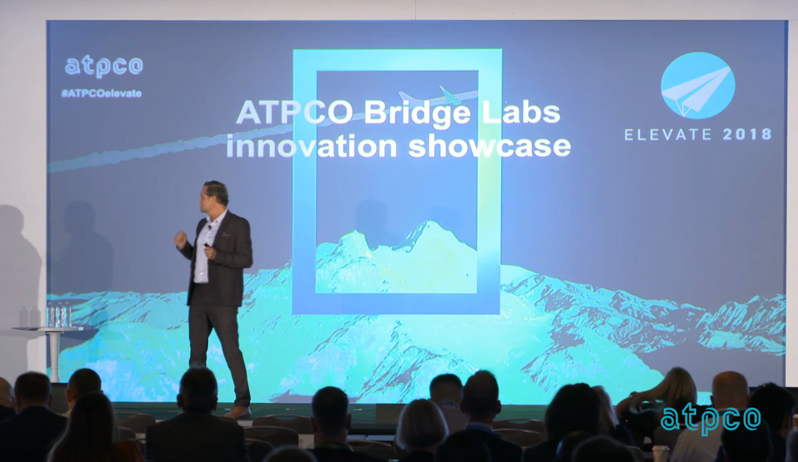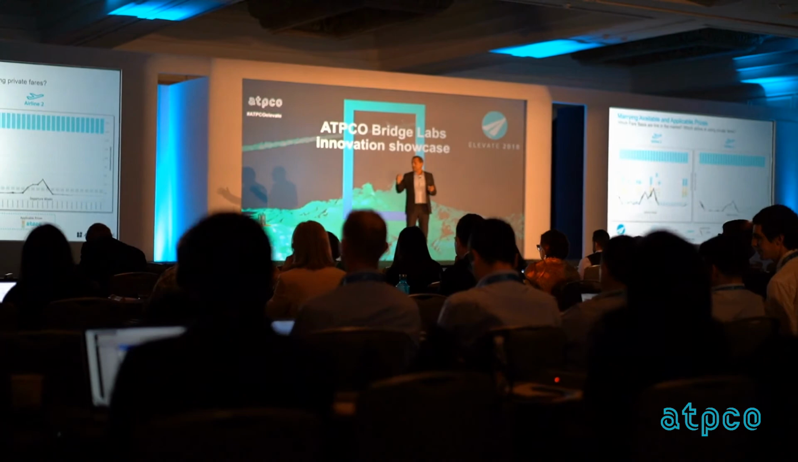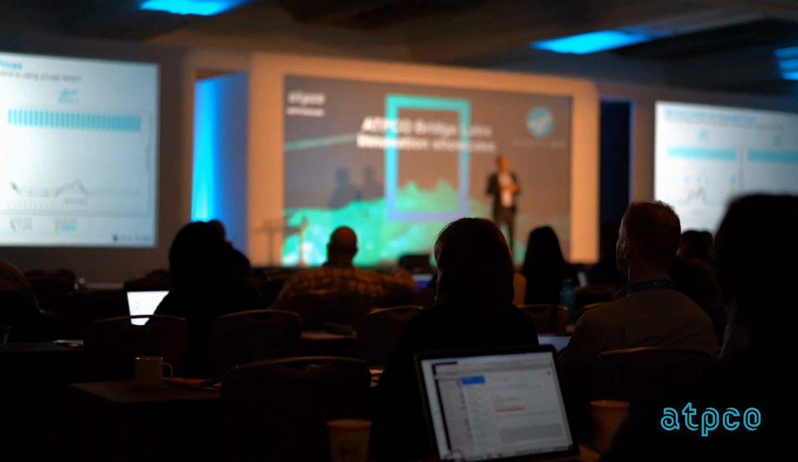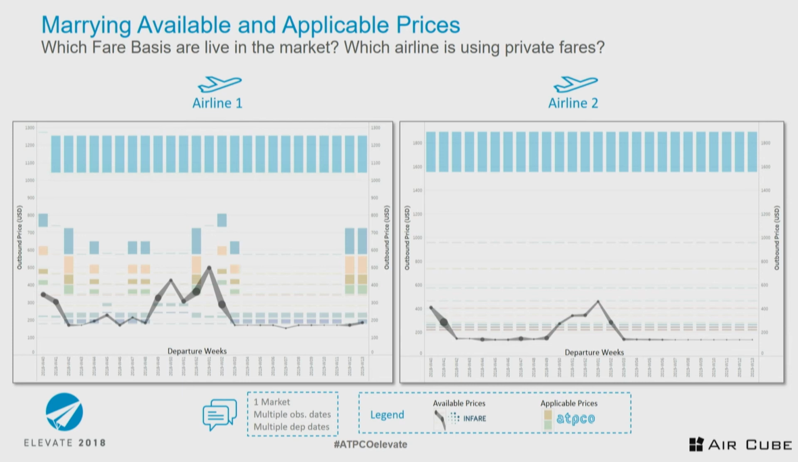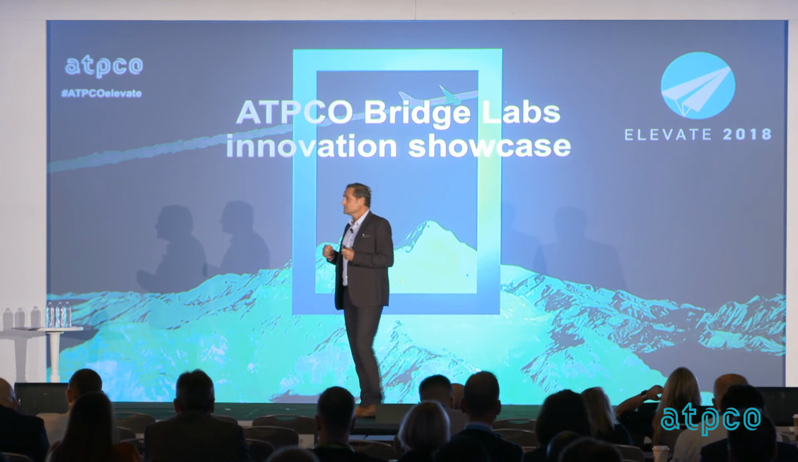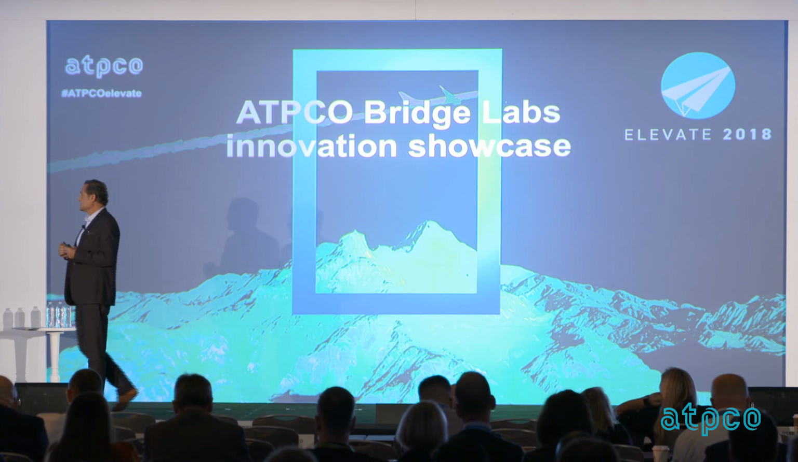And the last information that you can find here, if you pay attention: for Airline 1, the curve is more or less matching the applicable prices filed into ATPCO, the public ones. Whereas if you look at Airline 2, the bottom price is below the public prices filed into ATPCO, meaning that Airline 2 is obviously using private fares on top of the public fares that are filed.